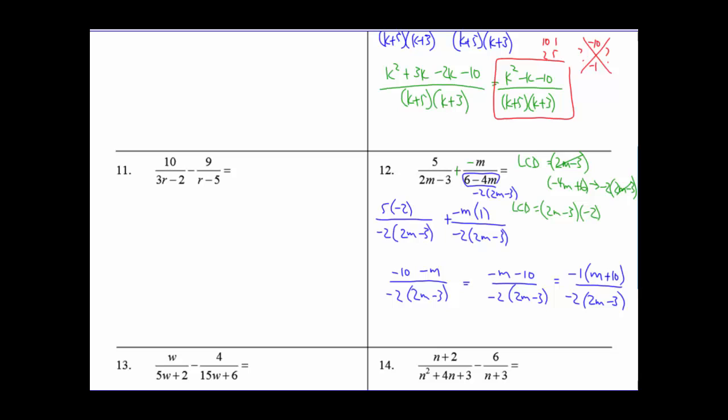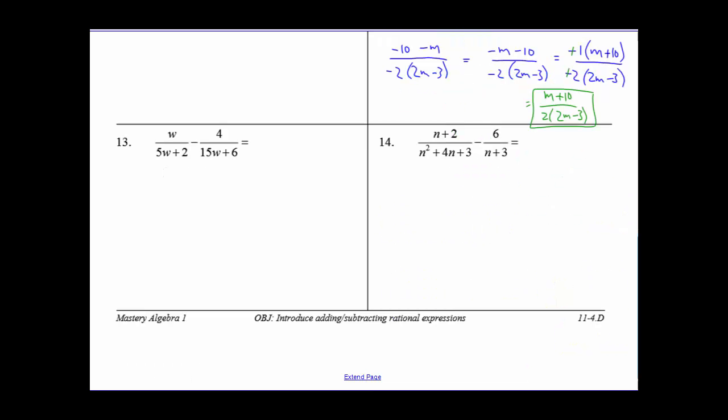So can we cancel our binomials? The answer is no. The one thing we can do is a negative divided by negative is a positive. So our final answer is m plus 10 over 2 times 2m minus 3.